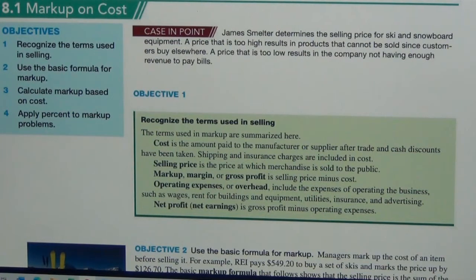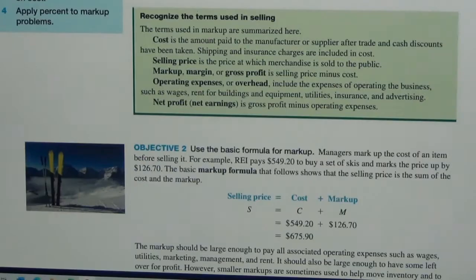So you have to run the business, you have to run the restaurant, you have to run the retail store. Such things as wages, rent, buildings, equipment, utilities, insurance, and advertising are all considered operating expenses, or sometimes referred to as overhead. And then your net profit is really the total revenues minus your cost of the goods, which will give you your gross profit. Then you take the gross profit, subtract your operating expenses, and that gives you your net profit. Selling price is equal to the cost plus the markup.